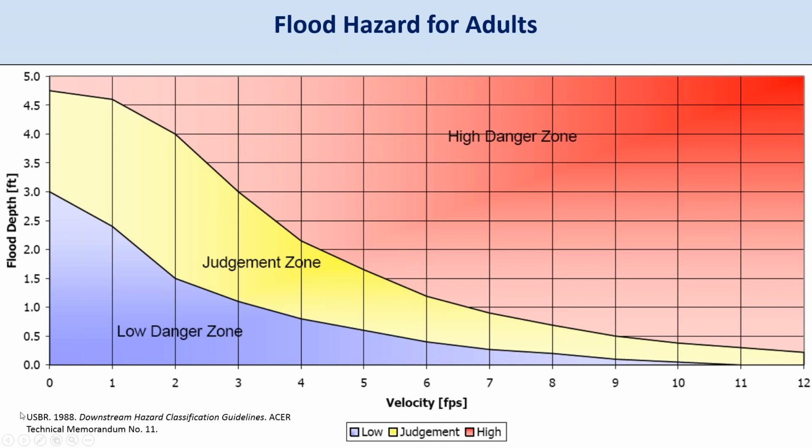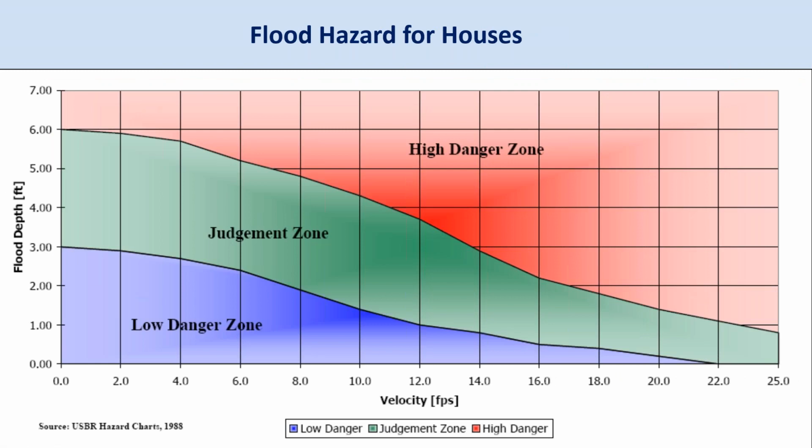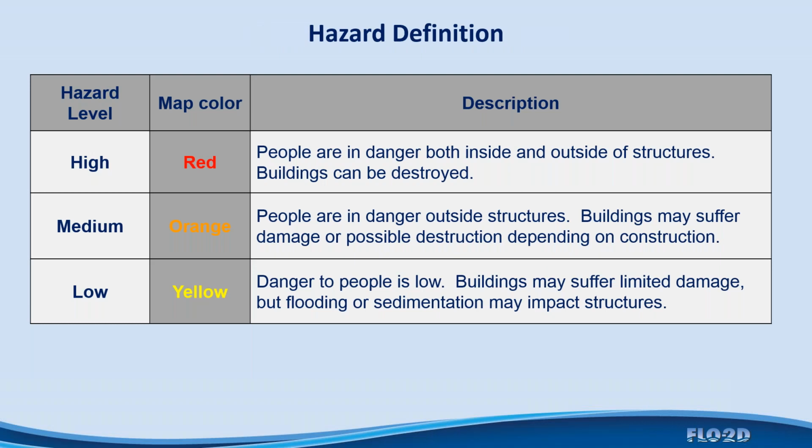And these were generated by the US Bureau of Reclamation in the United States as a hazard map, which is velocity and flood depth together, where you have low, medium, and high danger zones. And likewise, you can do this for houses. And so this has all been built into the model. So you can create these maps, high hazard, medium hazard, and low hazard, and give it some description. This is just as an example, which you would present to your client.